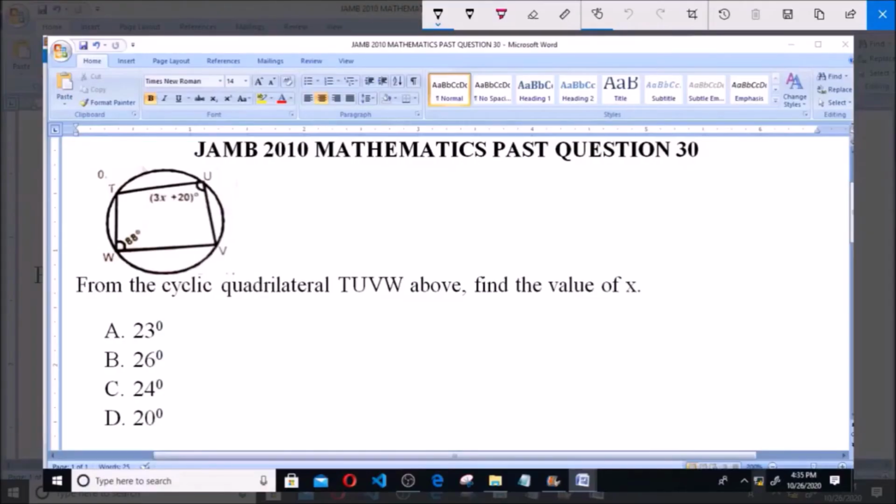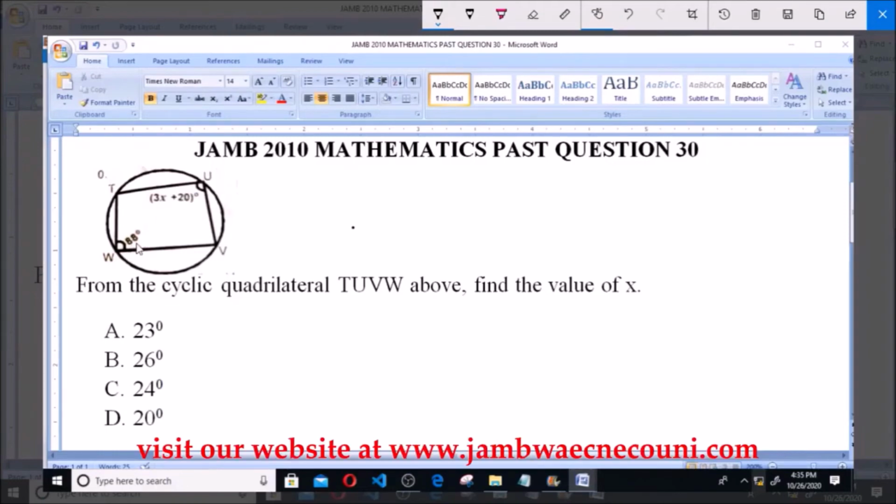I'll be answering JAMB 2010 Mathematics Past Question 30. From the cyclic quadrilateral CUVW above, find the value of x. But to find the value of x from the quadrilateral given to us, if you look at it, this is where the x is located. You can see it's 3x plus 20 degrees, and here it's 88 degrees.